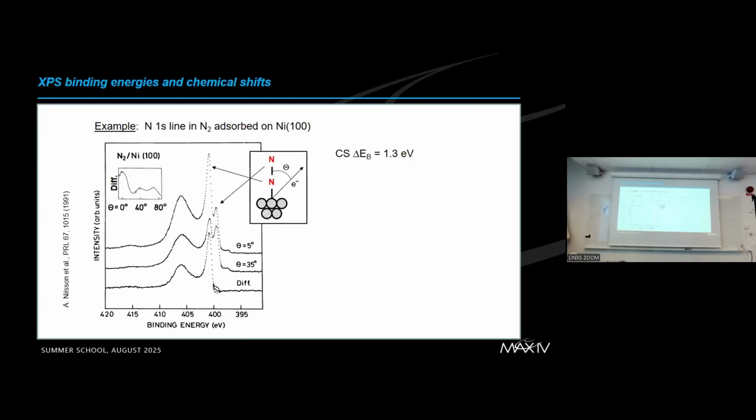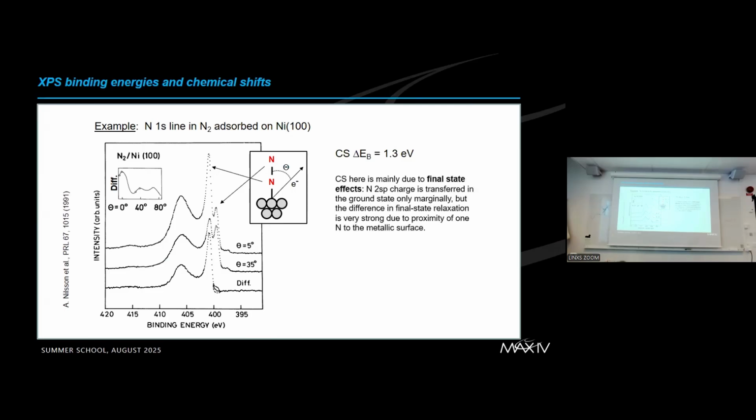This is another example. In this case, we have a nitrogen molecule adsorbed on a nickel metal. Nitrogen has a strong bond, and the interaction with the substrate is relatively weak. So if you measure the XPS spectra of nitrogen in this system, you will observe 2 peaks, and from the angle dependence, you can figure out which peak corresponds to which nitrogen atom in this system. And despite the fact that in the ground state, both nitrogen atoms are relatively close to each other, we have a very big chemical shift here, 1.3 eV.